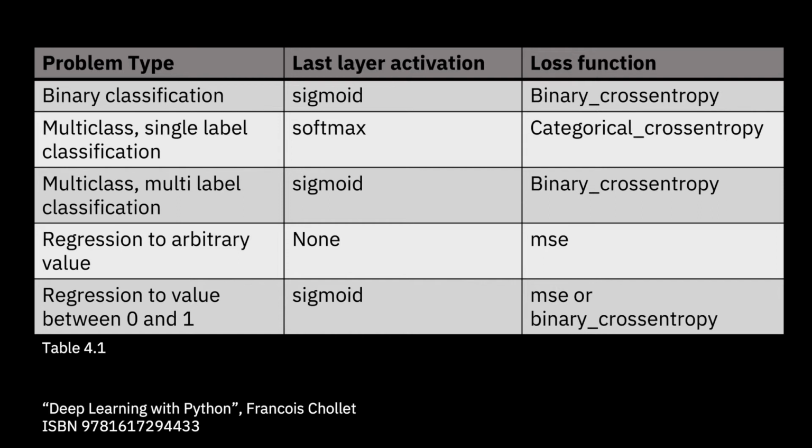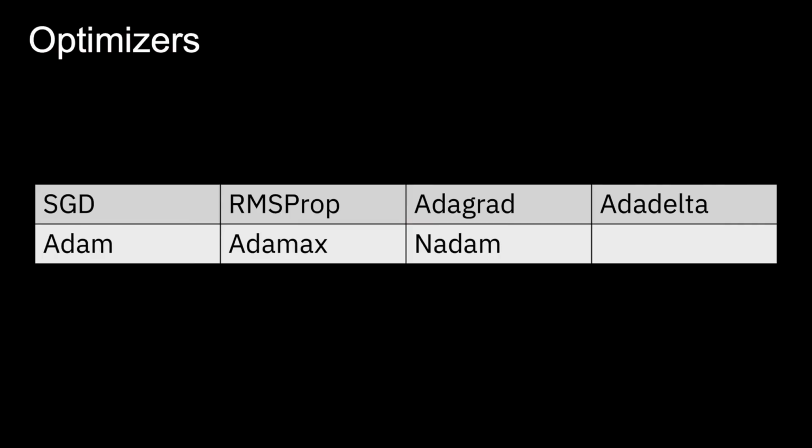Moving on, what are the choices of optimizer? The optimizer figures out how to update the weights based on the loss. The Keras documentation mentions 7 optimizers. The first one on the list is SGD, or stochastic gradient descent. All the others are variants of SGD. In the example in the previous video, we used the RMSprop optimizer. This should be fine in most cases.